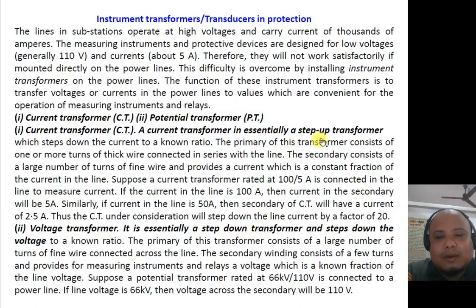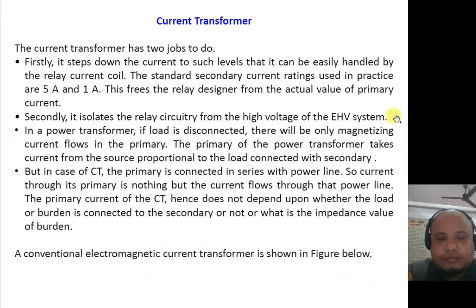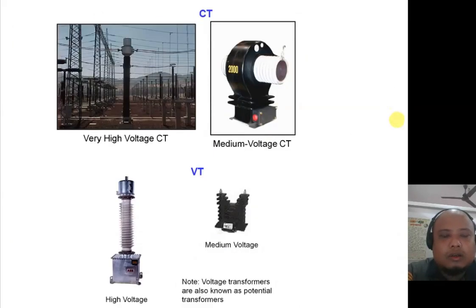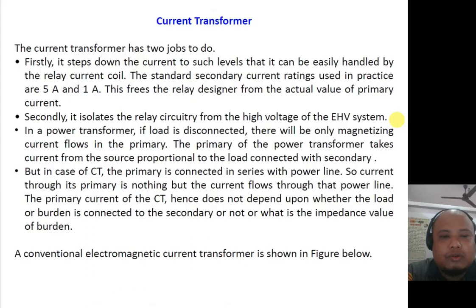Here it is a step up transformer, so N1 will be less than N2. On the secondary side, the number of turns will be higher. N2 will be higher than N1 because it is a step up transformer. Okay, this slide is already shown to you.